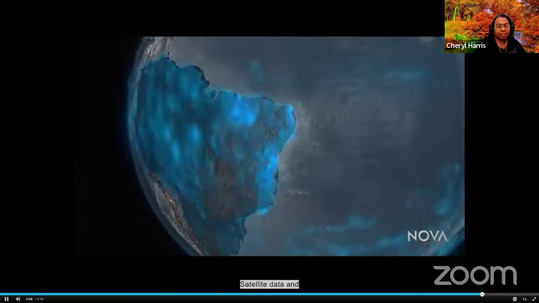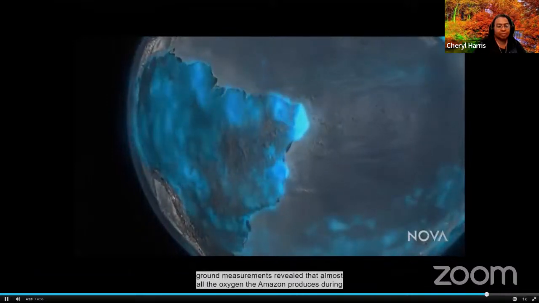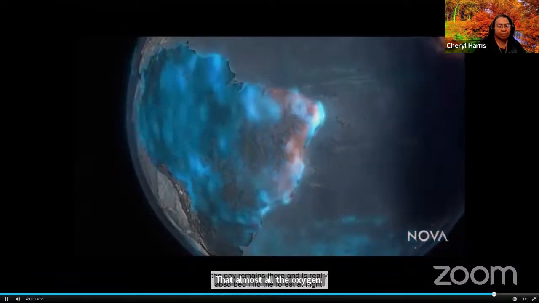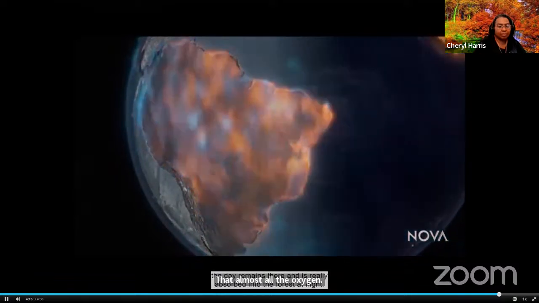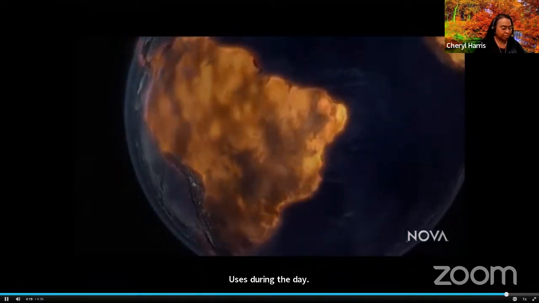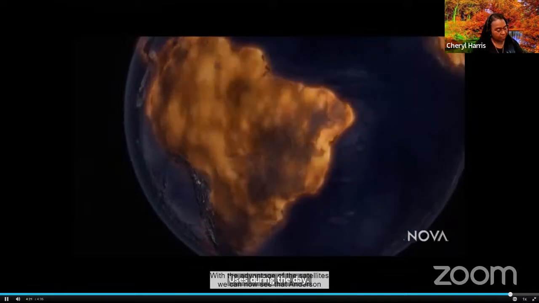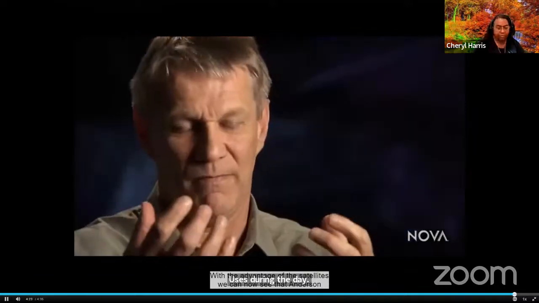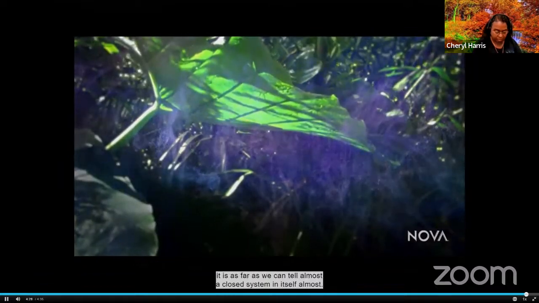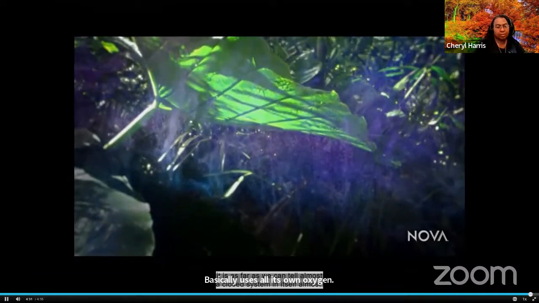Satellite data and ground measurements revealed that almost all the oxygen the Amazon produces during the day remains there and is reabsorbed into the forest at night. That's the advantage of the satellites. You can now see that the Amazon basically uses all its own oxygen, uses all its own carbon dioxide. It is, as far as we can tell, almost a closed system in itself, almost.